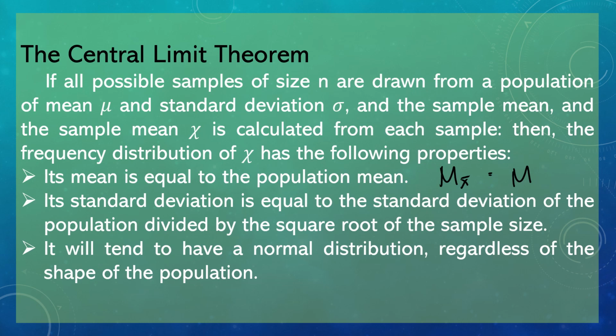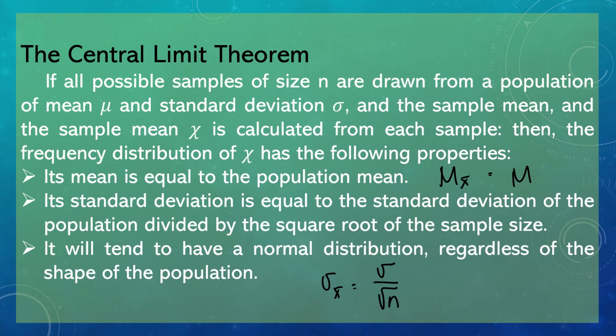The second one is its standard deviation is equal to the standard deviation of the population divided by the square root of the sample size. It means that the standard deviation of the sampling distribution of the sample mean is equal to the population standard deviation over the square root of n, or the sample size. By applying this formula, we will be able to find the standard deviation of the sampling distribution of the sample mean. For the third property, it will tend to have a normal distribution regardless of the shape of the population.